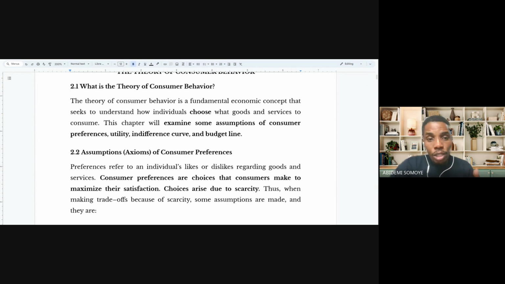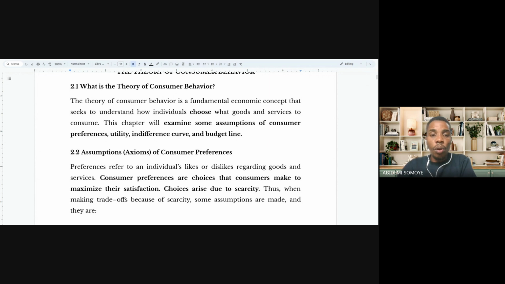Thus, when making trade-offs, to choose means that you have to let go of something in order to meet a more pressing need. In our first chapter, that's what I called opportunity cost, the real cost of the alternative forgone. It is the choice or decision you have to forgo in order to meet a more pressing need. That's what the trade-off is: you have to give up something to have something else.